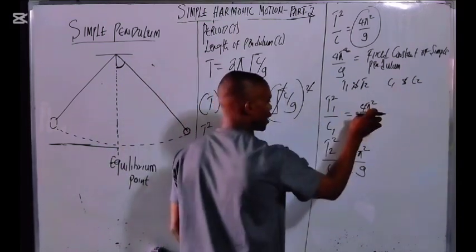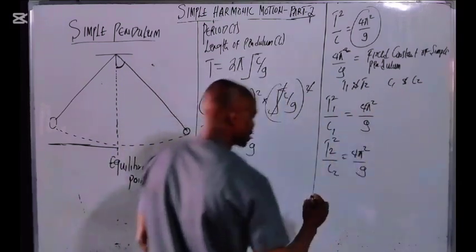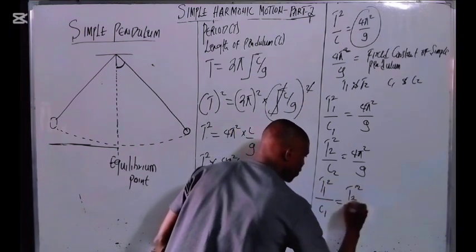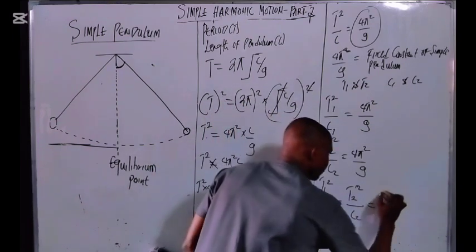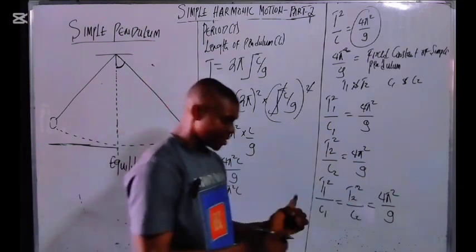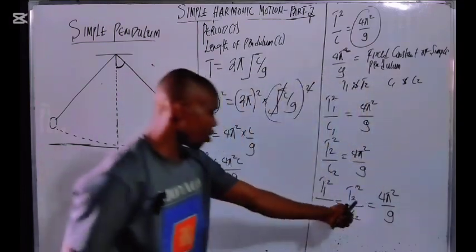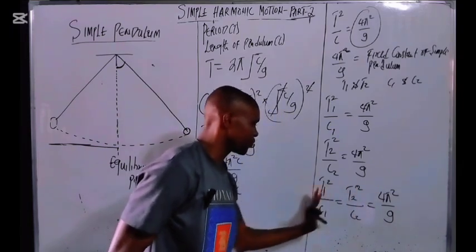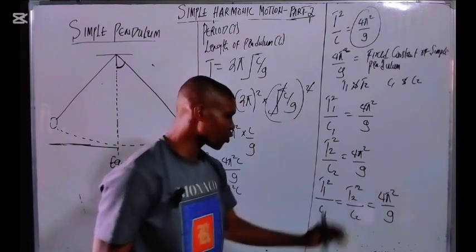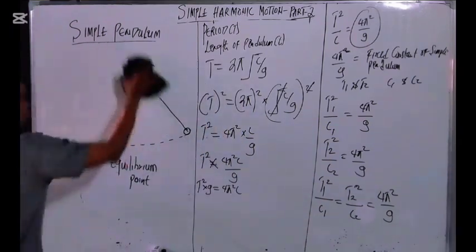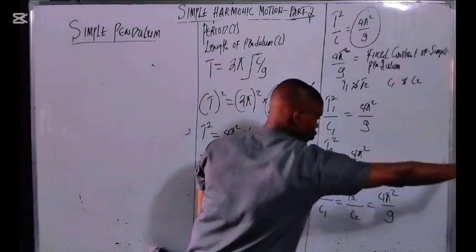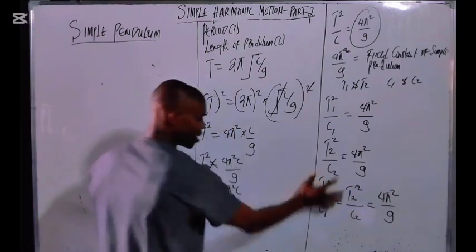Now this guy equals this one here, and this equals this one. So here we can now see that T1 squared over L1 equals T2 squared over L2 equals 4 pi squared over g. Can you see that? Now this is where things will get more interesting. Let us focus on these two points here: T1 squared over L1 equals T2 squared over L2. We can ignore the constant, and focus on this other one here.